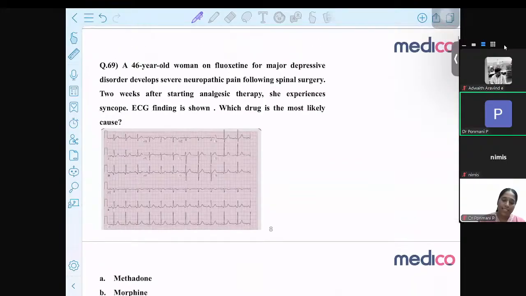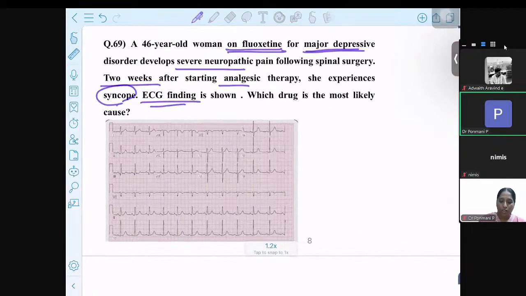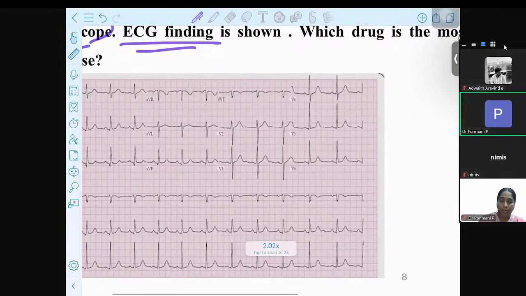A 46-year-old woman was started on fluoxetine for major depressive disorder, and now she develops neuropathic pain. Two weeks after starting an analgesic therapy, she experiences syncope and the ECG finding is shown. So what does the ECG show here?